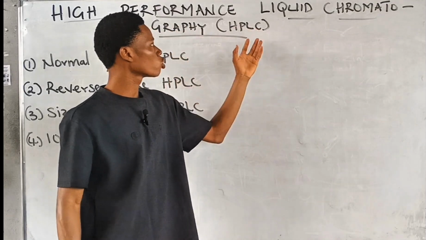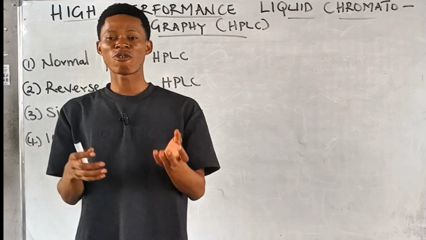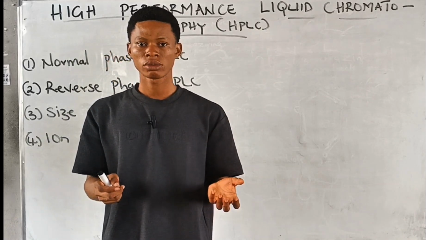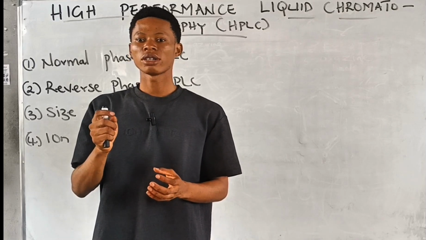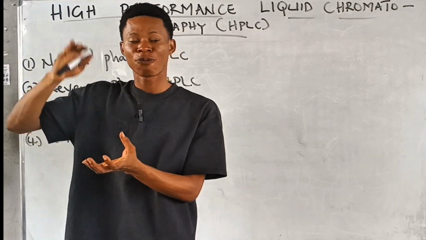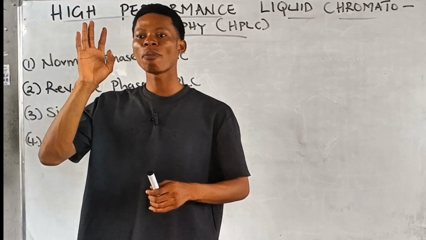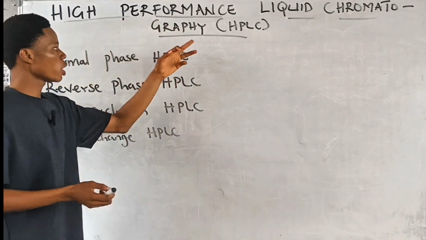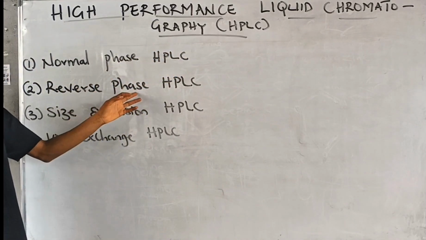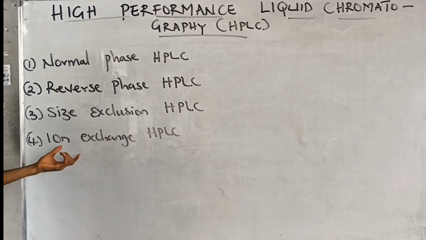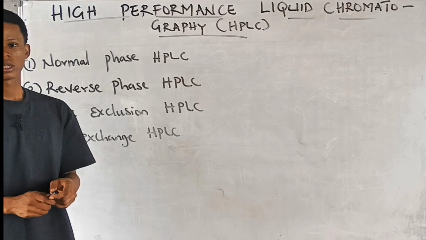So the high performance liquid chromatography still has mobile phase and stationary phase, but it is high performance because it works at high speed. It is very similar to column chromatography, but here we apply pressure, we apply force, so that the separation will be very fast. Now we have four main types of HPLC. The four main types are normal phase, reverse phase, size exclusion, and ion exchange HPLC. All right, so let's look at the first one.